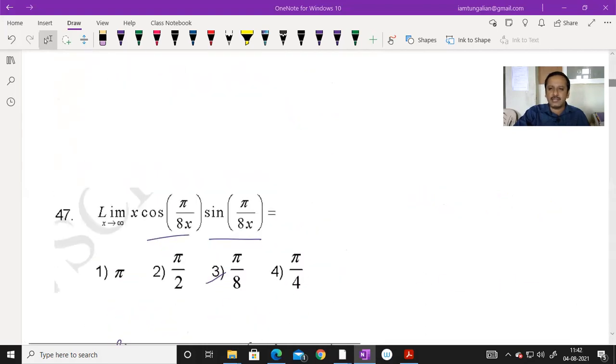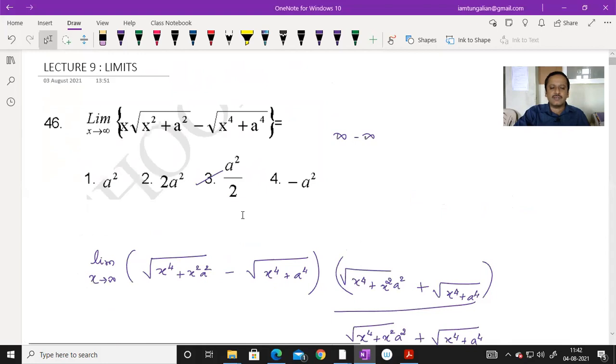Okay, after that, the next doubt is first problem. It's very simple. Take this x inside, it will become x square. x square into x square is x power 4 plus x square a square minus root of x power 4 plus a power 4. Now rationalize it. Multiply and divide by root of x power 4 plus x square a square plus the root of x power 4 plus a power 4.